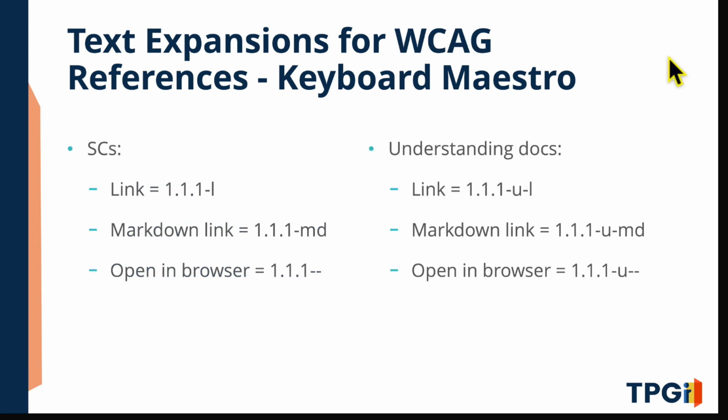I have two sets of WCAG shortcuts, one for the success criteria and one for the understanding docs for the success criteria. I use a different trigger format for the WCAG references. The trigger for this is the SC followed by a dash, then either an L for link, MD for Markdown, or I use the double dash to open it in the browser rather than it pasting text.